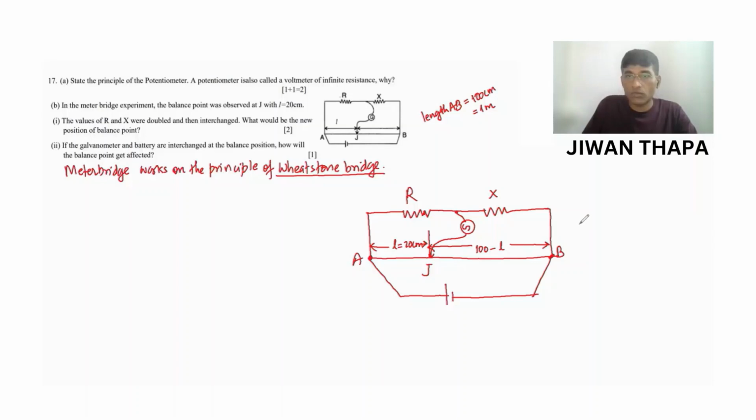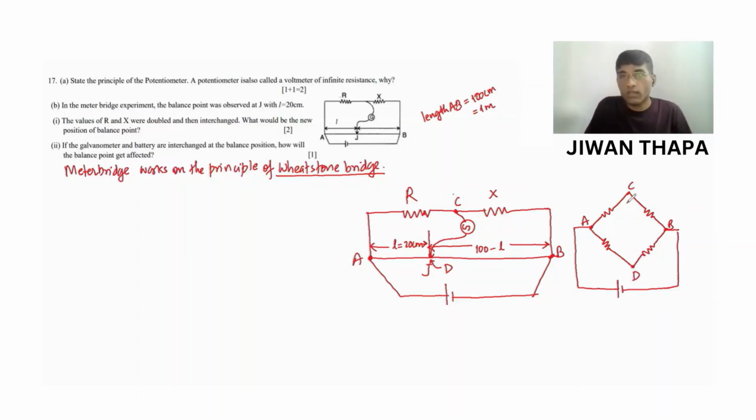Let us design the Wheatstone bridge circuit. I'm drawing over here. I'm not using a key. This point is A, this is B. Let us call this point C and this point D. We have the galvanometer between C and D. Now we have resistance R between A and C, resistance X between C and B, and we need to find the resistance of the length AD and the resistance DB of the wire.